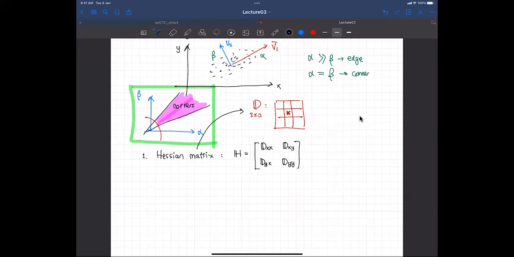Okay, yeah, good question. So there's an opportunity for me to explain the difference between corner and edges. Any other questions?